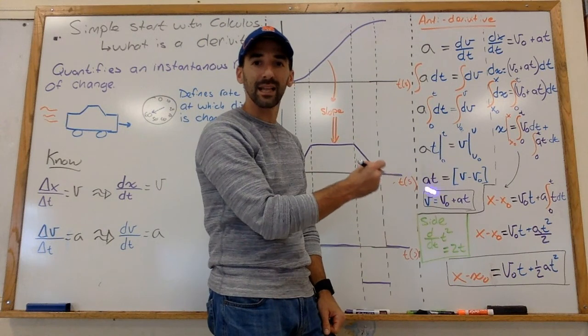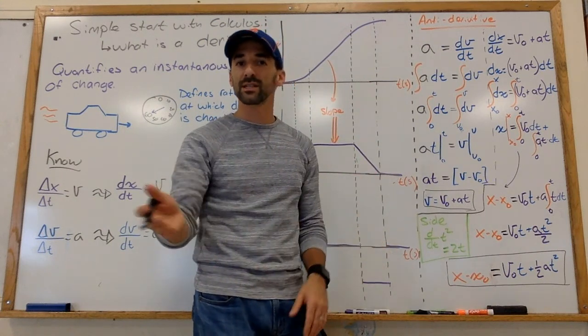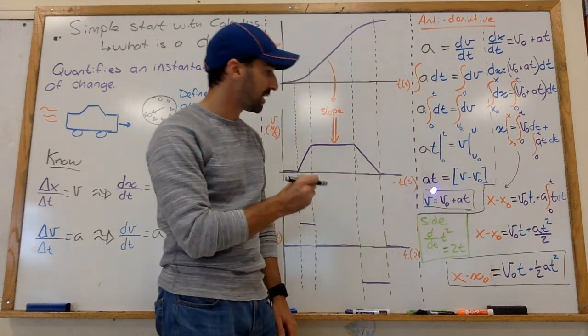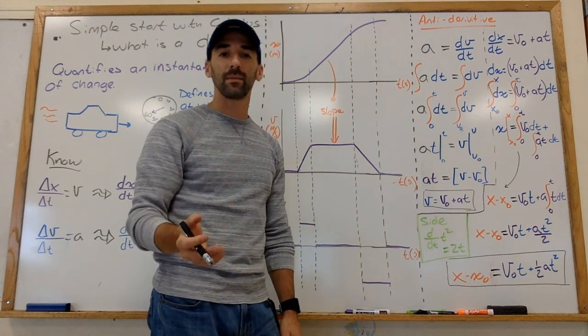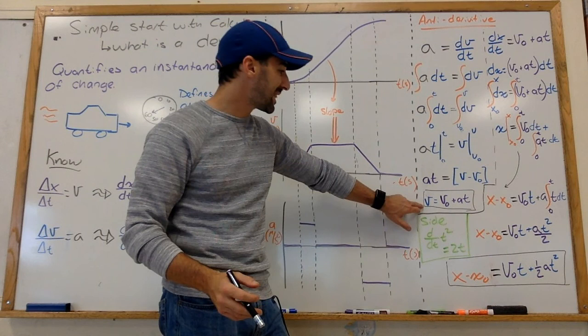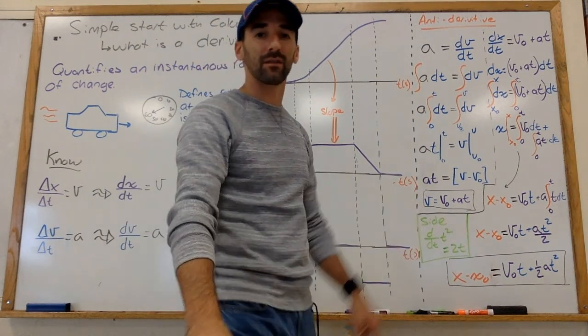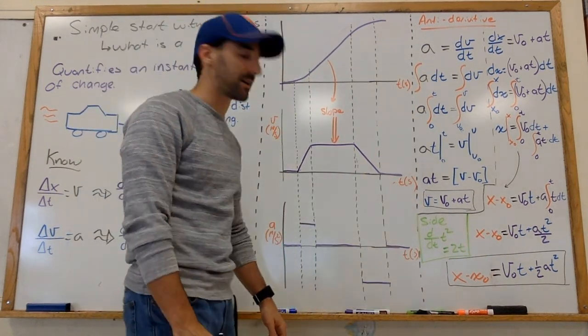Now I take this last step, and I rearrange it to something that you should have seen. V equals v naught plus at. That is one of our kinematic equations. Now how is that taking the area under the curve? Well, let me show you how that's taking the area under the curve.